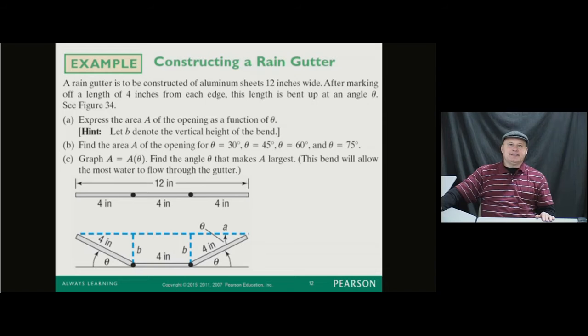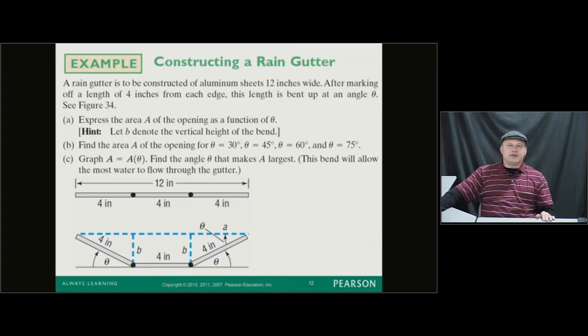What we want to do is express the area of the opening as a function of theta. Now, if you don't want to use theta, you can actually find the area by conventional means. On the inside, we have a rectangle with 4 inches on the bottom, and it goes up B units. So how do you find the area of this whole gutter using just geometry? Find the area of the rectangle, which is 4 times B. That's the bottom.